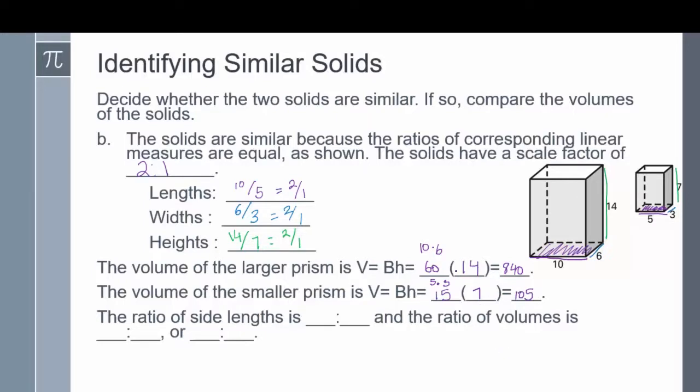So if we compare the ratio of the side lengths, we'll see that the side lengths have a ratio of 2:1. And if we compare the ratios of the volumes, we'll see that the ratio can be written as 840/105, which can be simplified. And when you simplify it, you will get that the ratio of the volumes is 8:1. Notice that if you take 2 and raise it to the power of 3, you get 8. And if you take 1, raise it to the power of 3, you get 1.